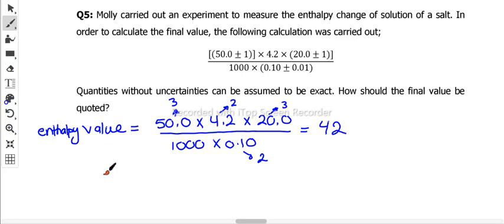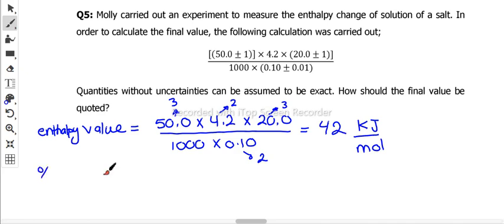If I'm going to look for a unit, it's not so important now since you don't know the enthalpy, but if you do, it is kilojoule per mole actually. So the enthalpy is 42 kilojoule per mole. Now you're going to continue. The question is asking to quote the number. So any number should be with a plus minus uncertainty.